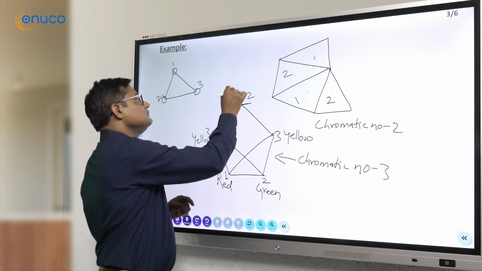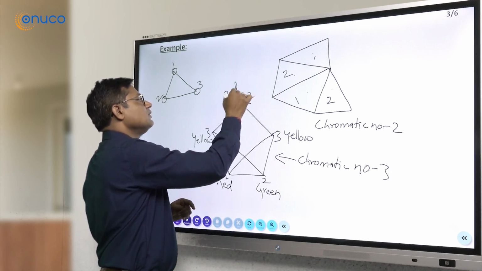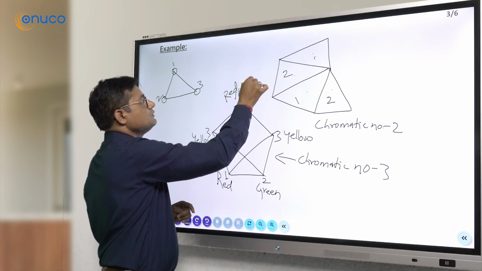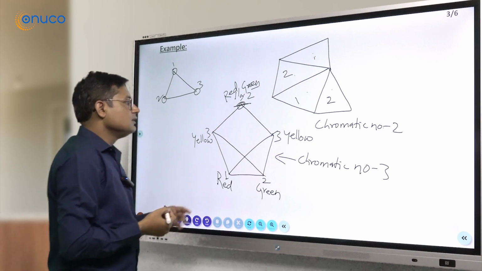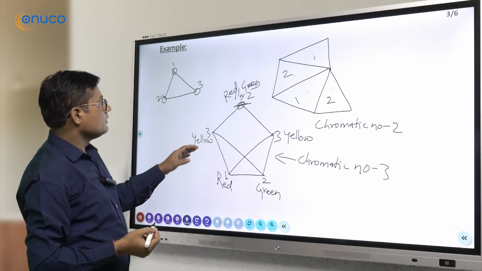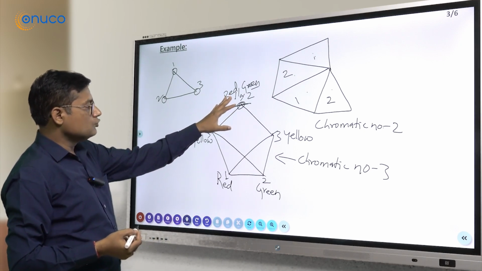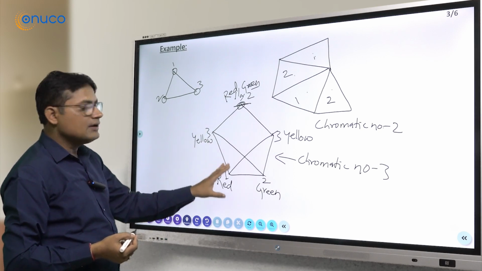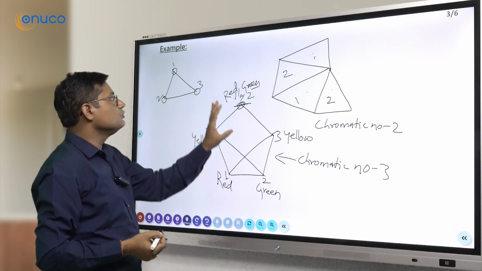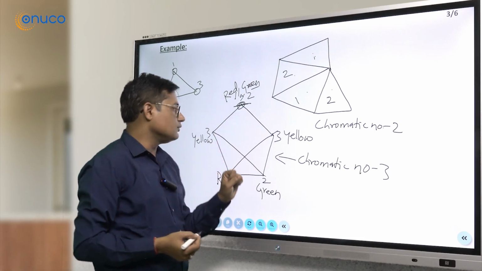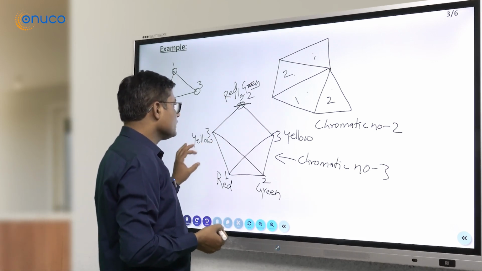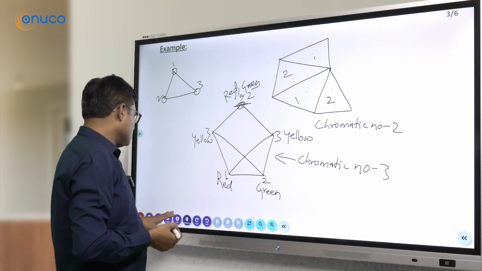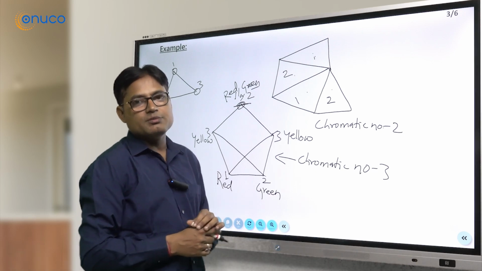So for this particular vertex or region, we can use either red or green. There are different possibilities, right? We got different solutions here. But the total number of colors remains 3, and we got 2 different solutions for this. I hope you understand this graph coloring and how to use the minimum number of colors.